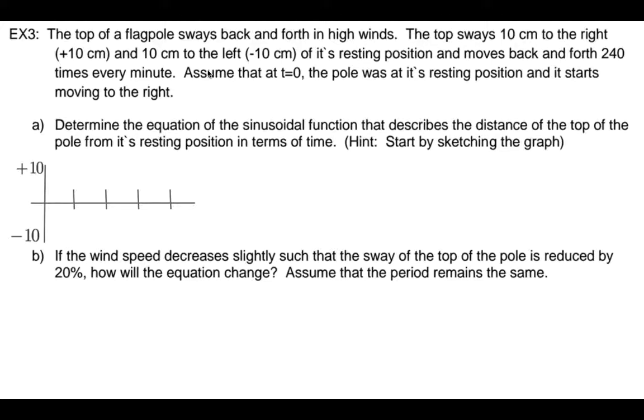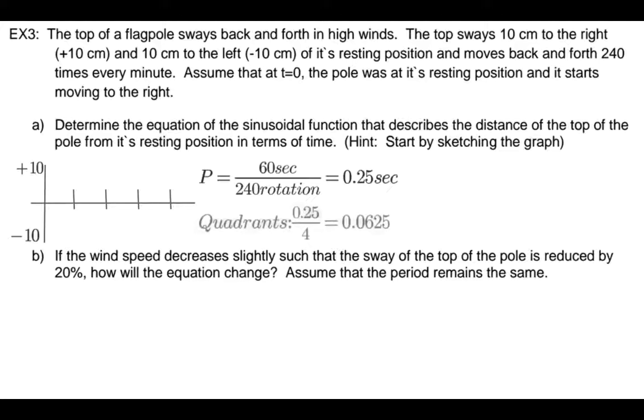So we really have to find out how long it takes to do 1. If we think 60 seconds divided by 240, we get a quarter second per rotation. 4 times a second would get you 240 every minute, and so 60 divided by 240 would get you that. And then if we divide that by 4, it's really every 0.0625 seconds it's going to hit a key point. And so that could be our scale. And so we start in the middle and then go back and forth.